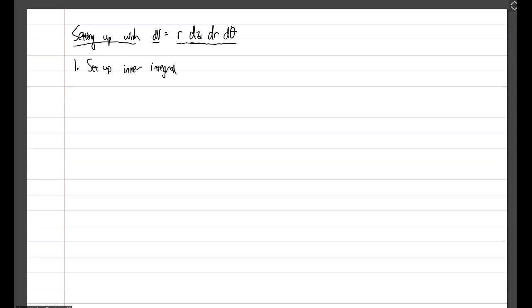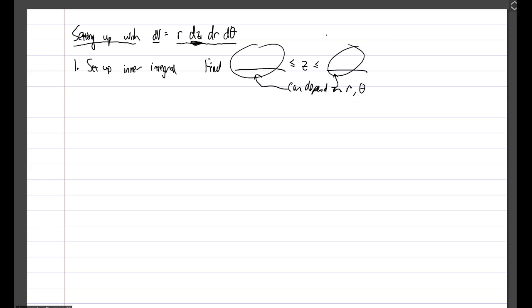So that's, in our case, the dz, at least based on this order. So you'd have to find, in the geometry, this is always the thing, right? You'd have to find upper and lower bounds for z. And let's just comment that both of these bounds can depend on r and θ if you want. They can, of course, be constants. Okay, so given a fixed r and θ, what's the lowest and the largest value of z?